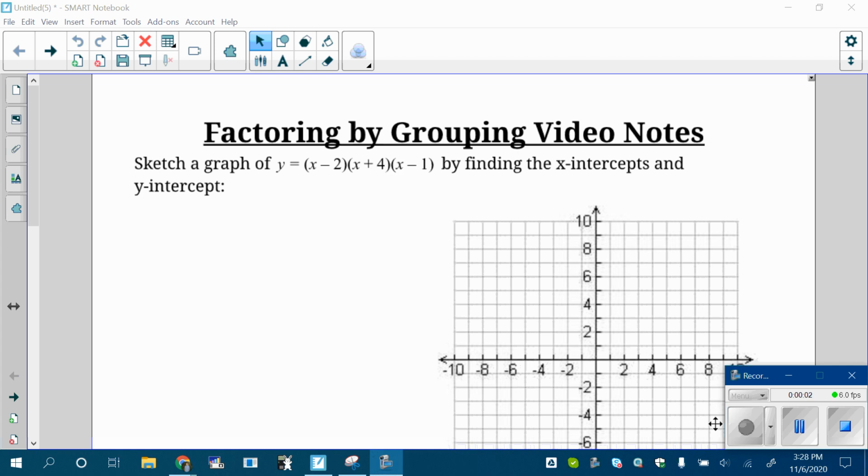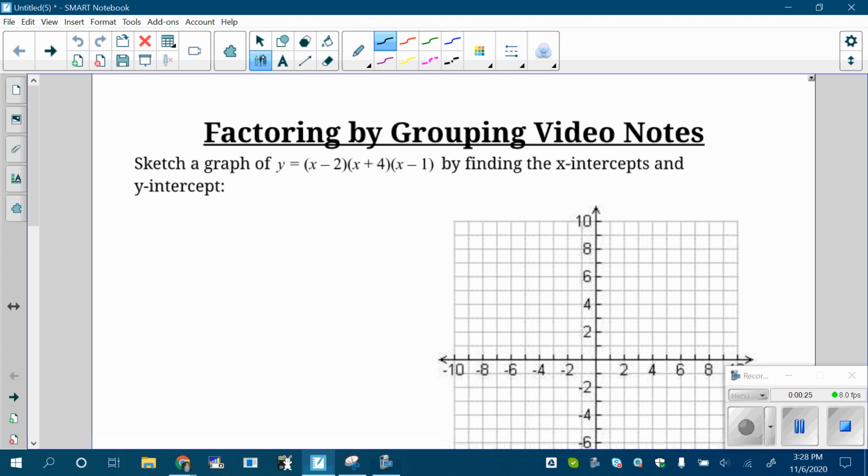Everybody, Mr. Cuddy here, and what I want to talk about today is a tricky factoring technique called factoring by grouping, and it's going to help us graph polynomials better. This is the last thing we're going to talk about relating to polynomials. It's really going to help complete the picture in terms of graphing them. Before we get into anything new, though, I just want to do another practice problem together to make sure we're all good.